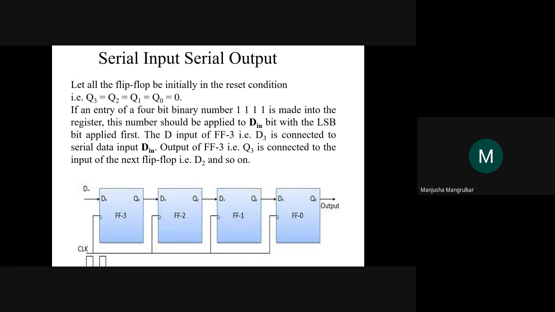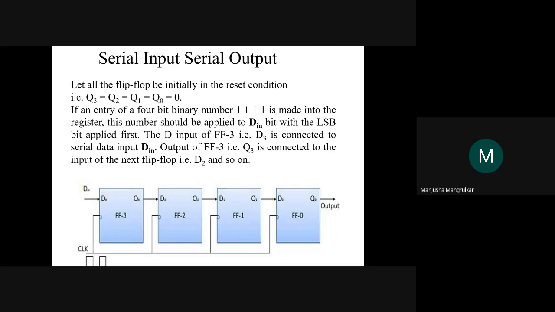Now which is the LSB? The last bit is the LSB, called the least significant bit, and this is the MSB, the most significant bit. So it first considers the least significant bit. Your data is 1111, but in the very first clock cycle it will consider 1.